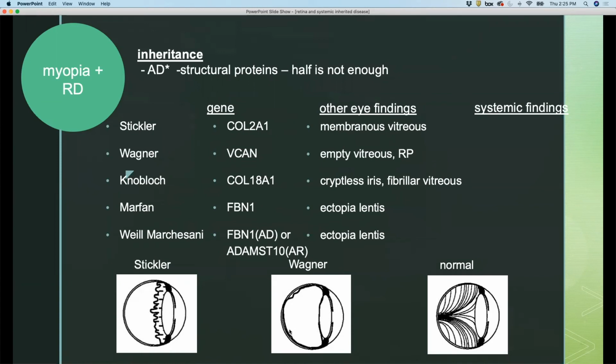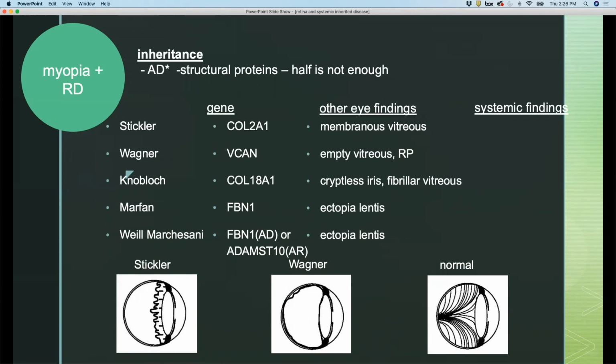Whereas in Wagner, the whole vitreous looks optically empty. The thing about Wagner that's also different is that in Stickler, other than having a myopic-looking fundus and radial lattice, their fundus is pretty normal. Wagner syndrome patients develop something that looks like an RP. Oh, okay. And in Knobloch syndrome, they have a fibrillar vitreous and a cryptless iris. Those are the characteristic things there.